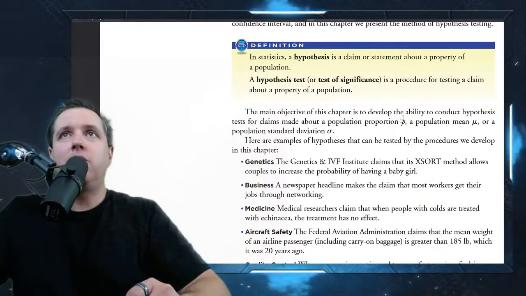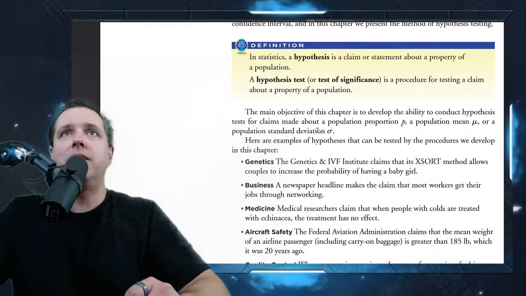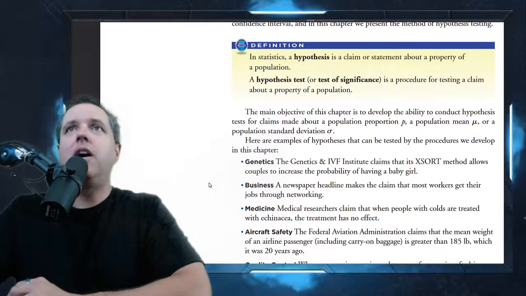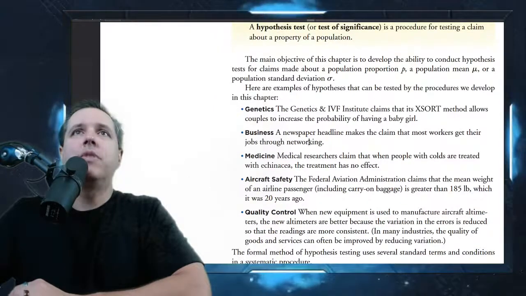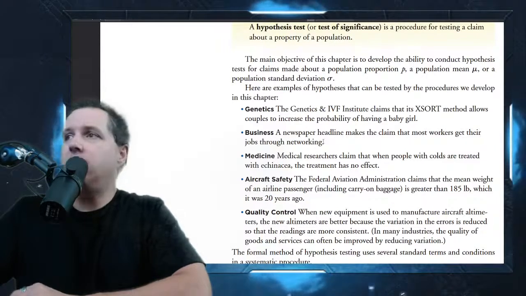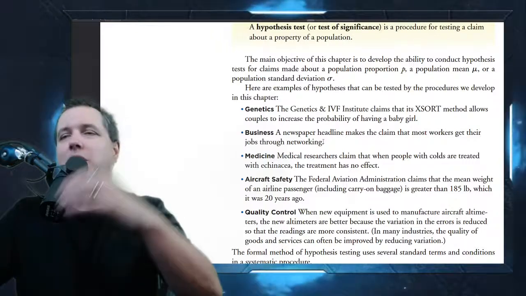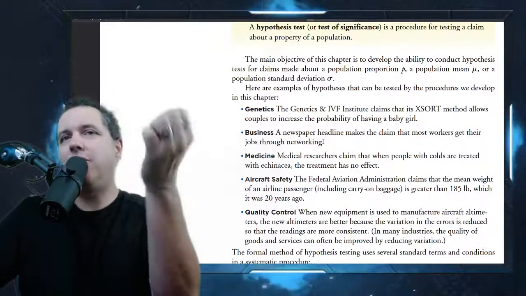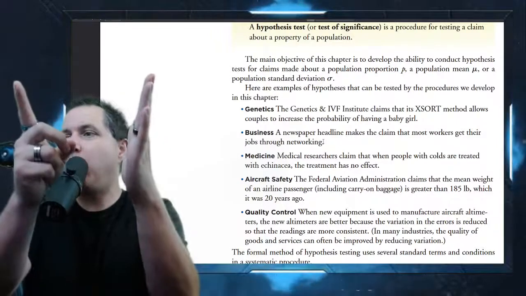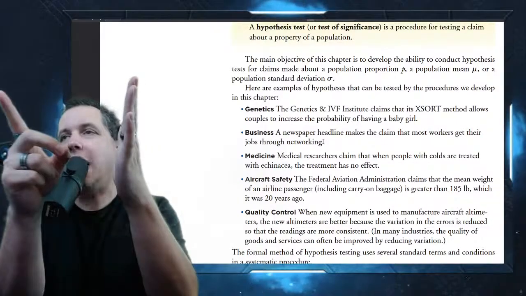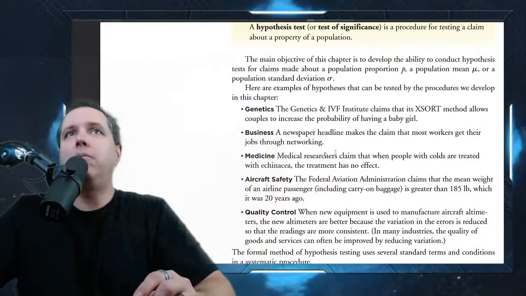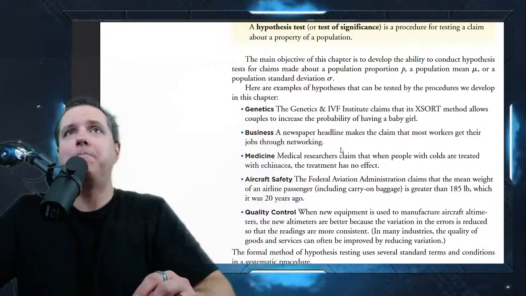We can test about population proportions, we can test about population means, and we can even test about standard deviations. But usually we'll probably be doing proportions and means. So a few examples. A newspaper headline makes the claim that most workers get their job through networking. Well, most means more than 50%, right? Sometimes you hear the phrase 50% plus 1. That doesn't mean 50% plus 1%, because you would just say 51%. They mean you get half, 50%, and then one more vote or one more count to put you slightly into the majority. That's the kind of thing we could use a hypothesis test to test.